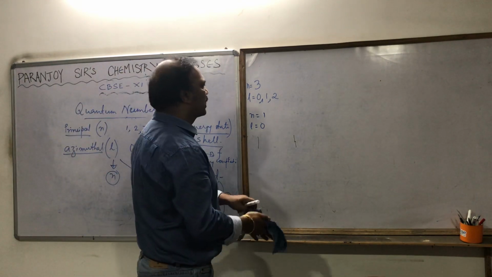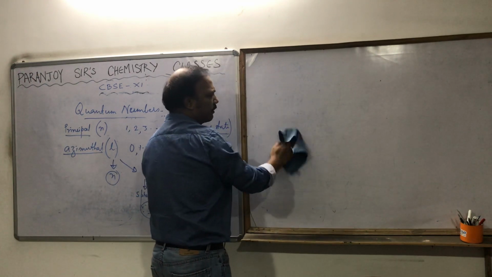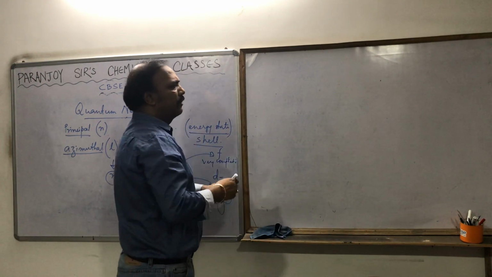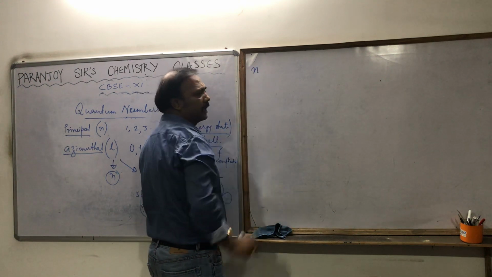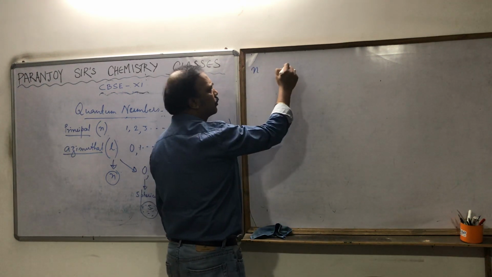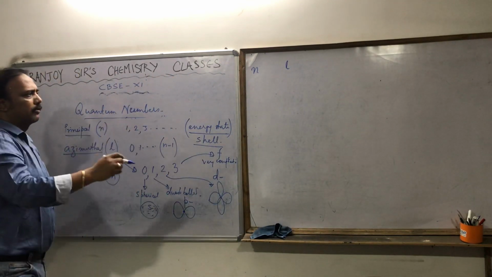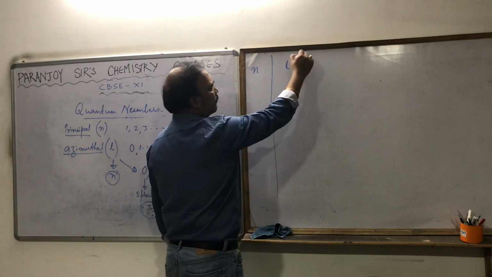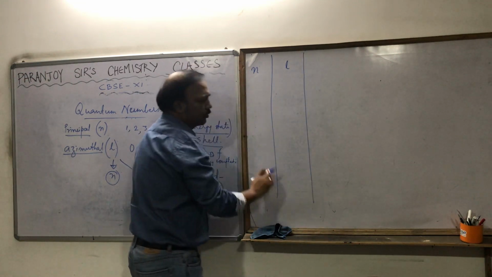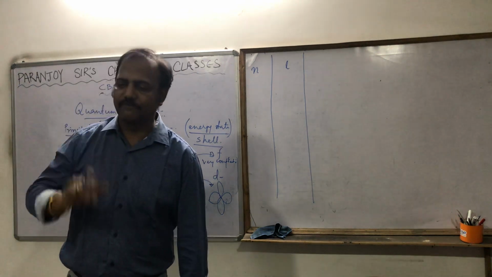Now simultaneously I am writing the quantum numbers over here. You are also going to write with me. It's not that only I am doing it. These 2 we know now: n we know, l we know. I am going to do it for 3, you are going to do it for 5.